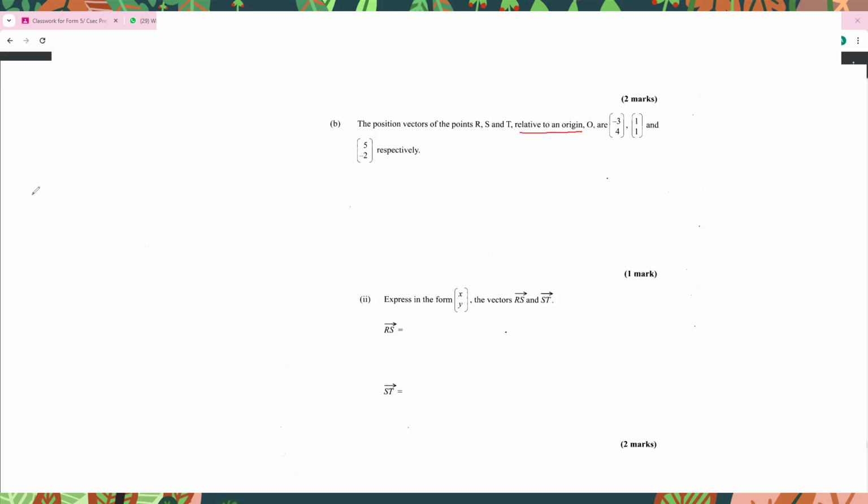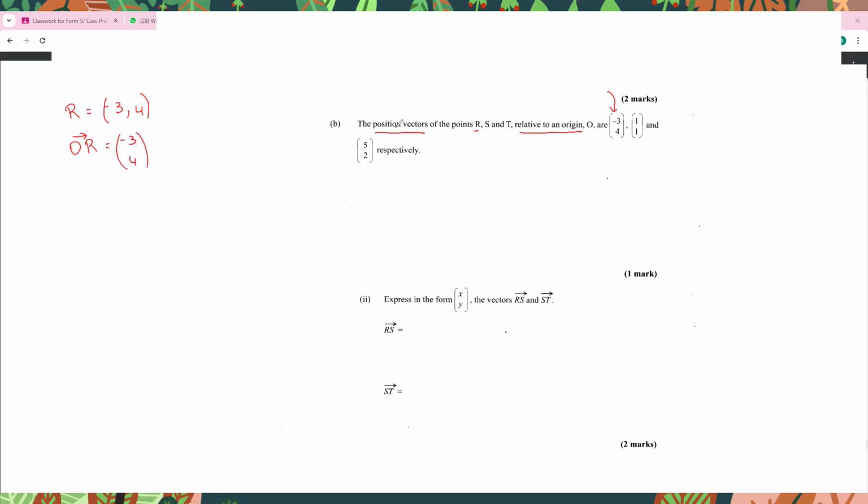Right? So all that is telling us is that our point R would be written like this. Not because they gave me it here, right? But the position would be like this. But they gave you the position vector, which means it's coming from the origin to that position. And they gave you it as -3, 4.